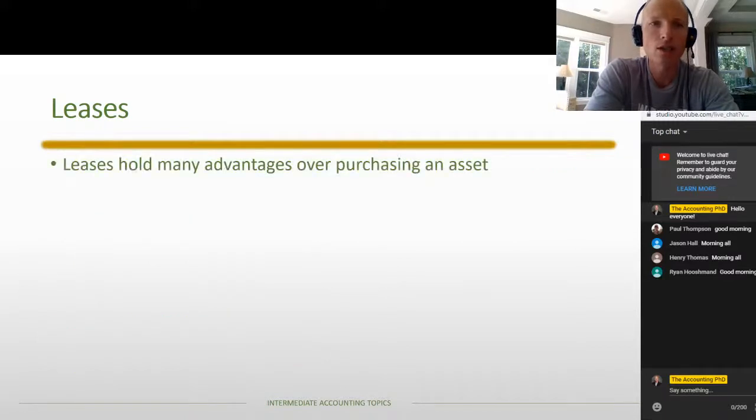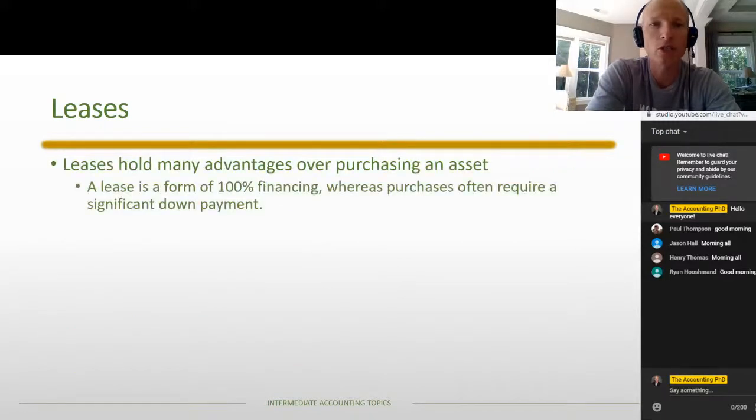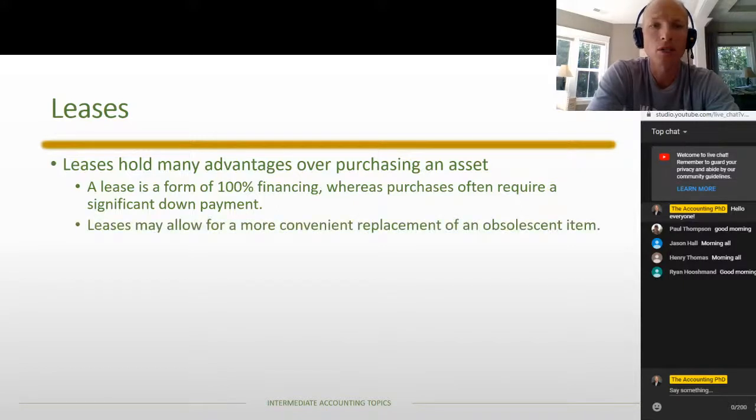All right, so leases do hold some advantages over purchasing an asset. First of all, for most leases, there's no money down, so it is a form of 100% financing, whereas usually with a purchase, there is a fairly significant down payment. Leases also allow for more convenient replacement of an obsolescent item. As an example, a lot of businesses now will lease their computer equipment because they want to be able to replace it conveniently every 2 or 3 years. It ensures that employees always have the latest and greatest.